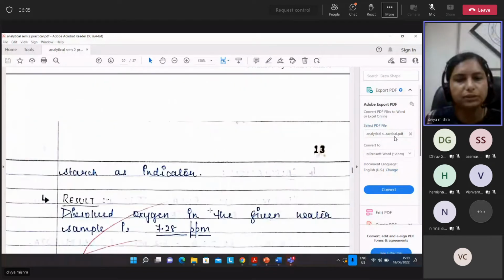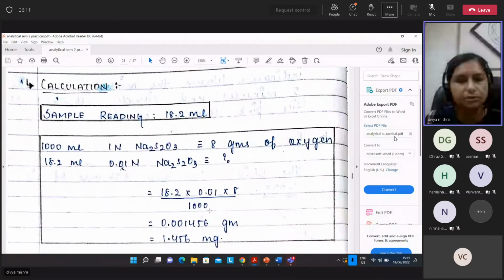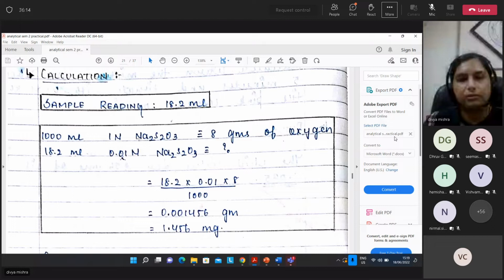Now I'm going towards the calculation part. See, 1 mole of oxygen is reacting with 4 moles of sodium thiosulfate, right? So 1000 ml of 1 normal sodium thiosulfate requires 8 grams of oxygen. 4 moles requires 32 grams. So what about 1? For 1 it will be 8 grams, right? So this is for 1000 ml, 1 normal.